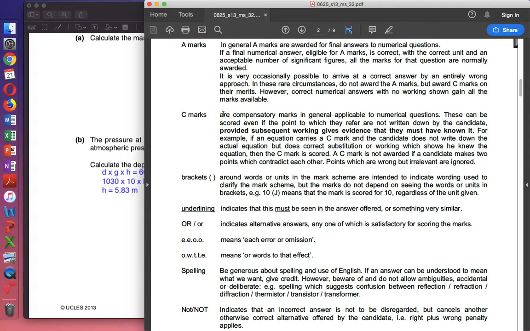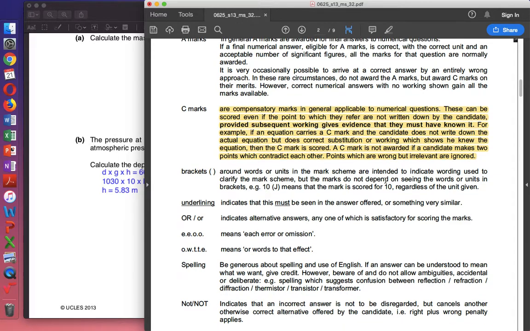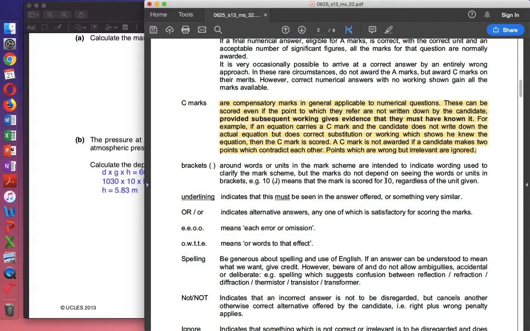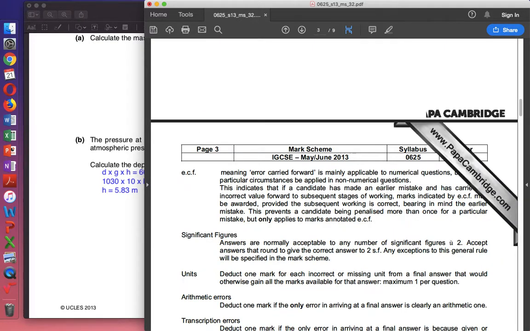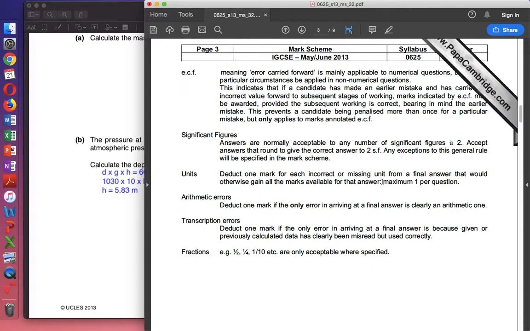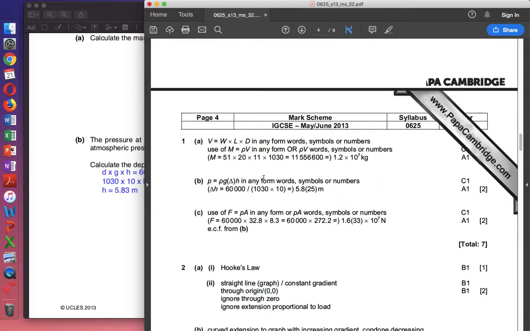There are compensatory marks. These can be scored even if the points to which they refer are not written down by the candidate, provided subsequent working gives evidence that they must have known it. For example, if an equation carries a C mark and a candidate does not write down the actual equation but does correct substitution or working which shows he knew the equation, then the C mark is scored. A C mark is not awarded if a candidate makes 2 points which contradict each other. Contradict means you say that happens and in the next sentence you say that does not happen, in any form, words or symbols anyhow.